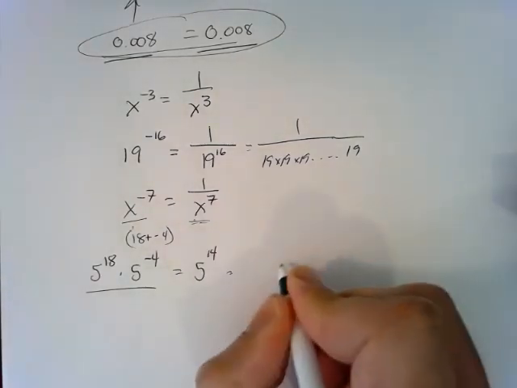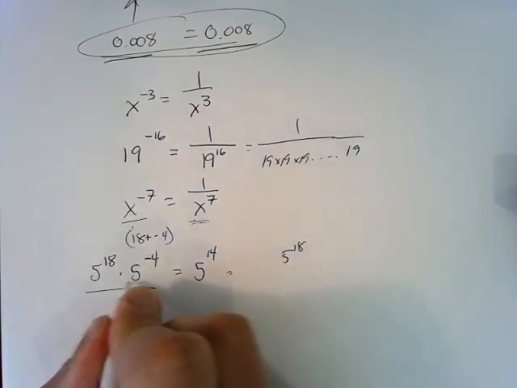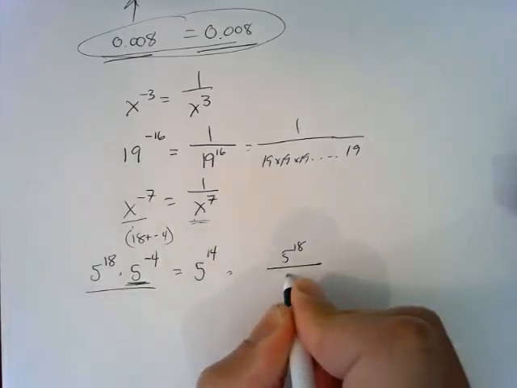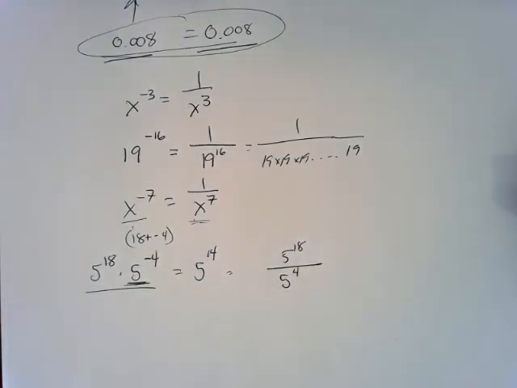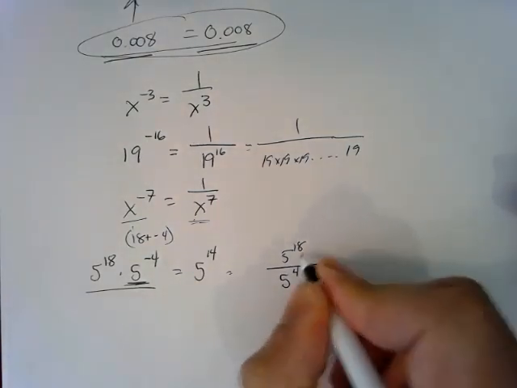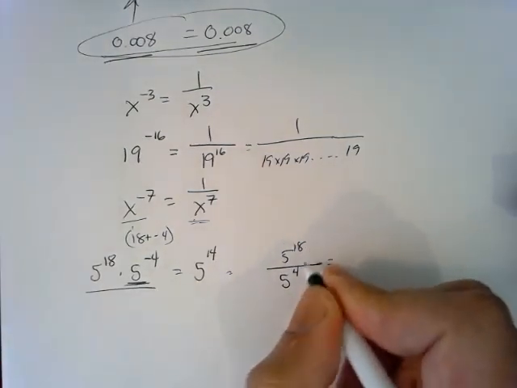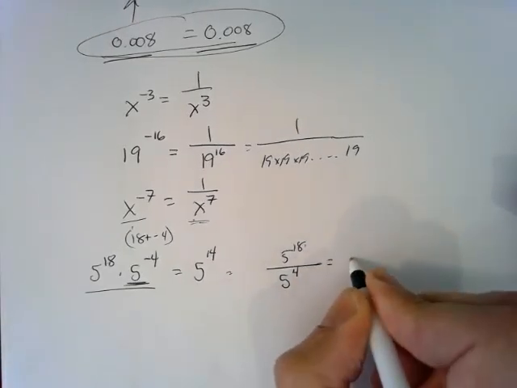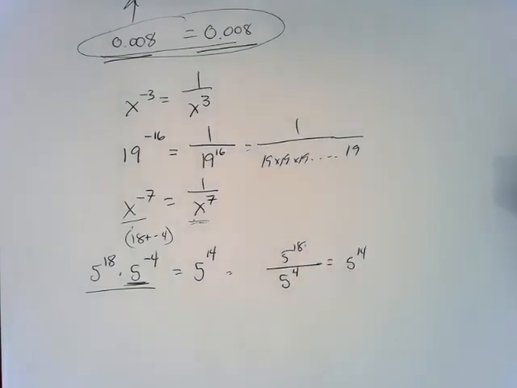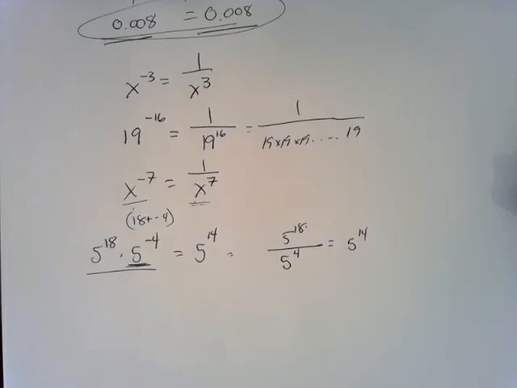Or we could also think of this now as 5 to the 18th divided by 5 to the positive 4. And if we do that, we again apply the rule for division. We'd have 18 minus 4, which would be 5 to the 14th again. Right? So we end up in the same place. So lots of different ways to write things that are equal.